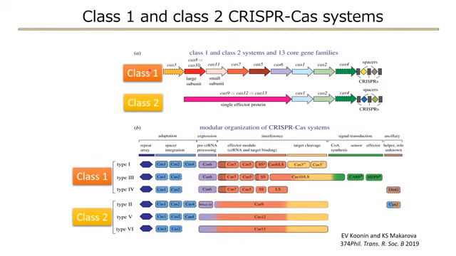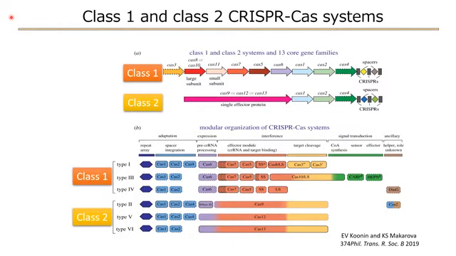What are the differences between the two classes? The main difference is the number of effector molecules. Class 1 effectors contain multiple subunits, as you see here. Class 2 effectors are single large proteins like Cas9, Cas12, and Cas13.